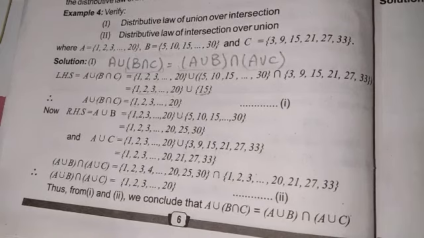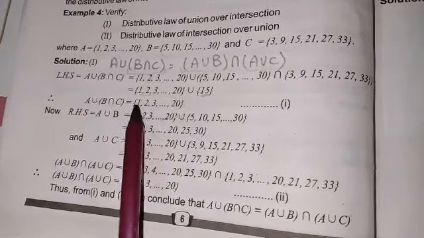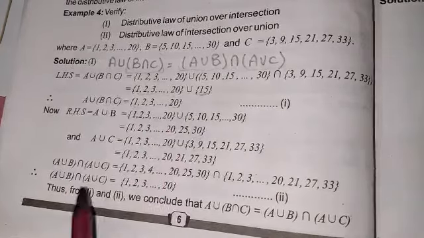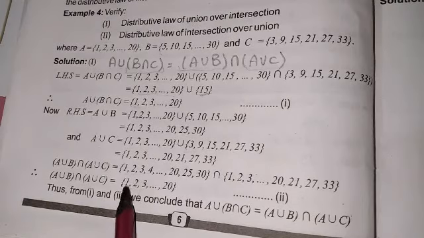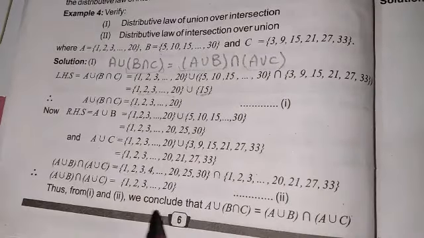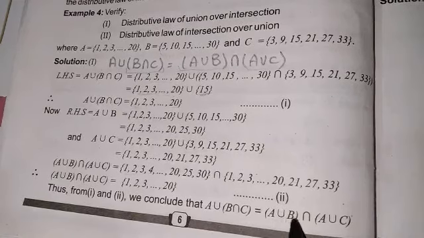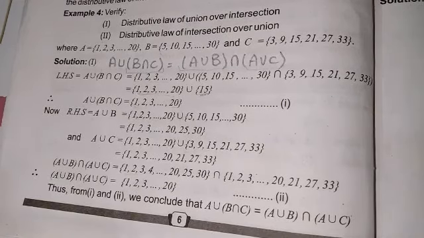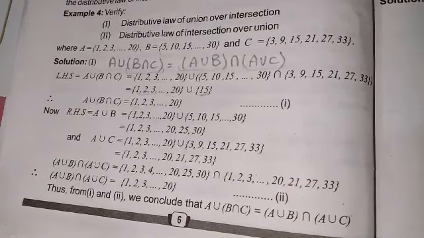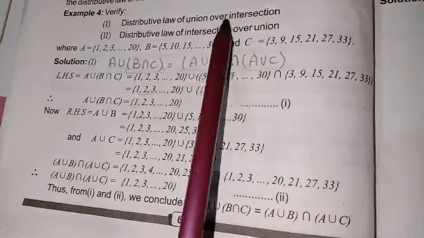Now students, you can see that our answer of left hand side is 1, 2, 3 up to 20, and our right hand side answer is also 1, 2, 3 up to 20. So from 1 and 2, we conclude that A union (B intersection C) is equal to (A union B) intersection (A union C). It means the answer of both sides is same. So we verified our first requirement, which is distributive law of union over intersection.